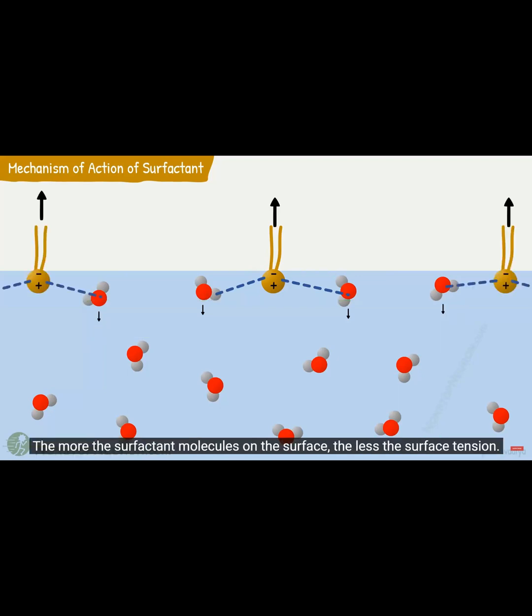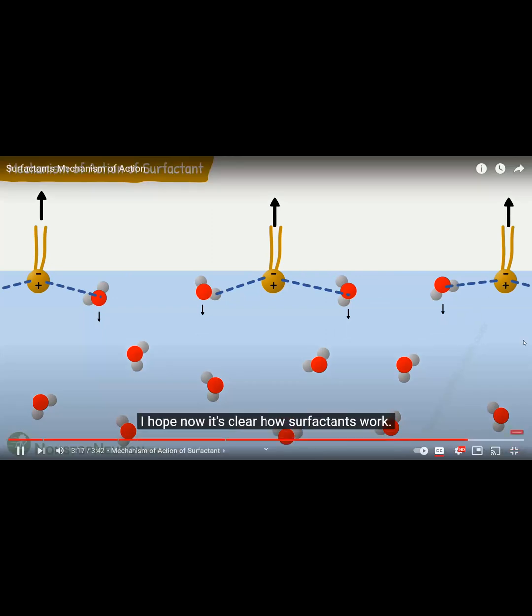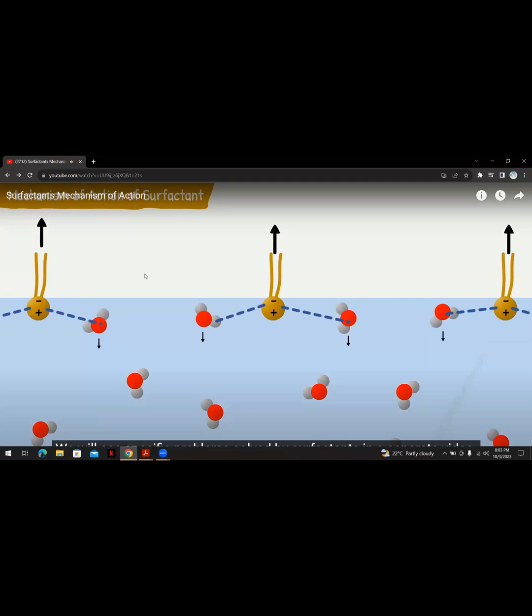The more the surfactant molecules on the surface, the less the surface tension. I hope now it's clear how surfactants work. We will see specific problems solved by surfactants in a separate video.